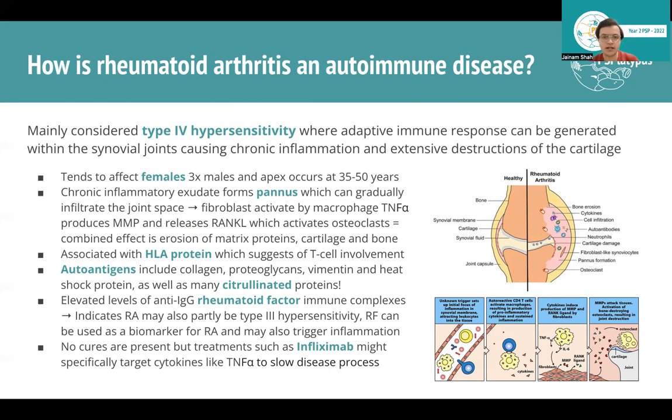There are no cures for rheumatoid arthritis at the moment, but there are many, many medications you can use to try and target some of the cytokines that are made. So there's a lot of medications here. I haven't gone through a huge number of them. That's not the important part. So things like methotrexate, that kind of thing. But one really important one that is stressed in the lectures is infliximab, which specifically targets TNF alpha, which hopefully will slow down the disease process.